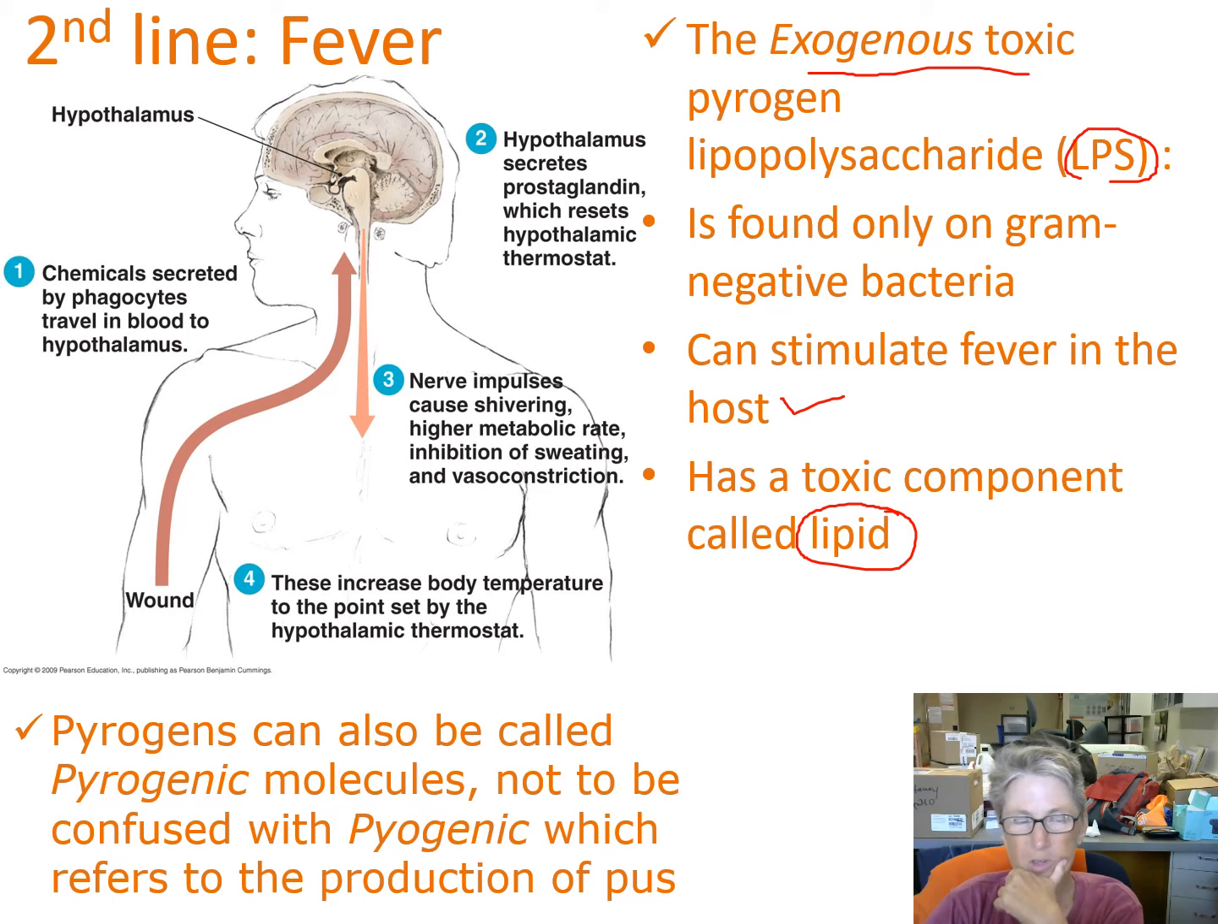And this is just a little tricky word stuff. Pyrogens can also be called pyrogenic molecules. Don't confuse that with pyogenic, which means the creation or genesis of pus.